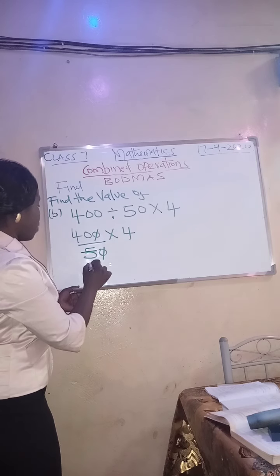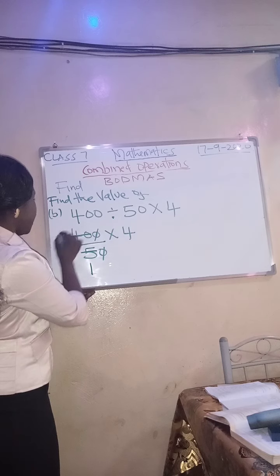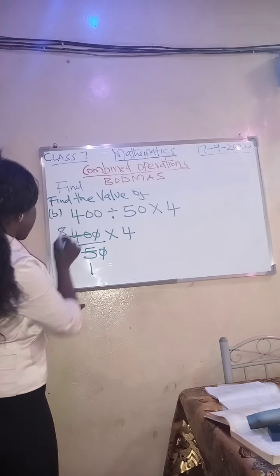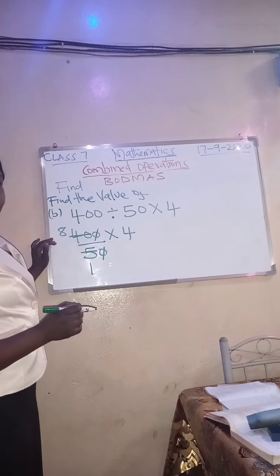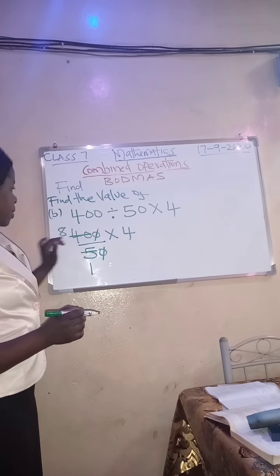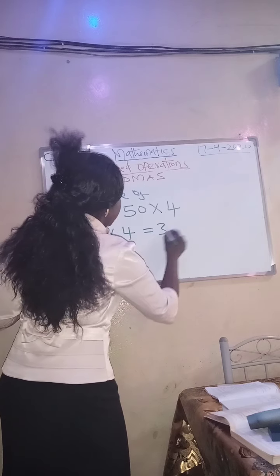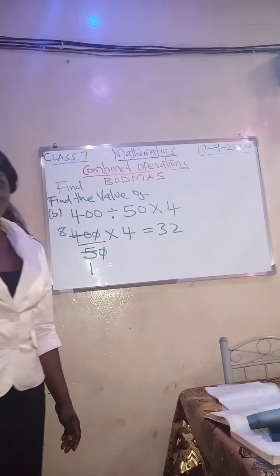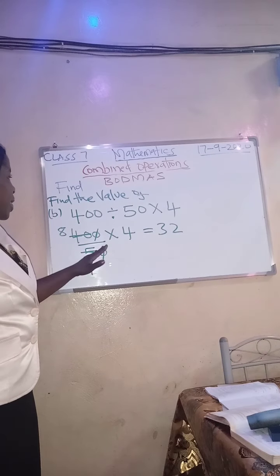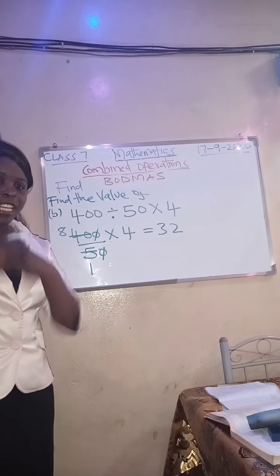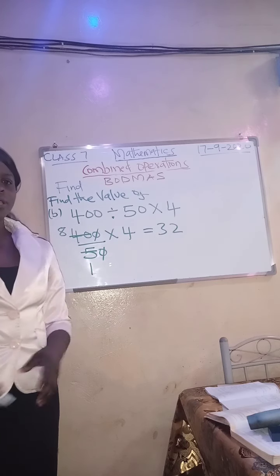5 goes there once, and 5 goes there how many times? 8 times. Good. 5 goes there 8 times. So that here we have 8 times 4. What is 8 times 4? Is equals to 32. Are you seeing that? So that is our answer. So we just look for the correct order. Once the order is correct, then your calculation becomes very easy.